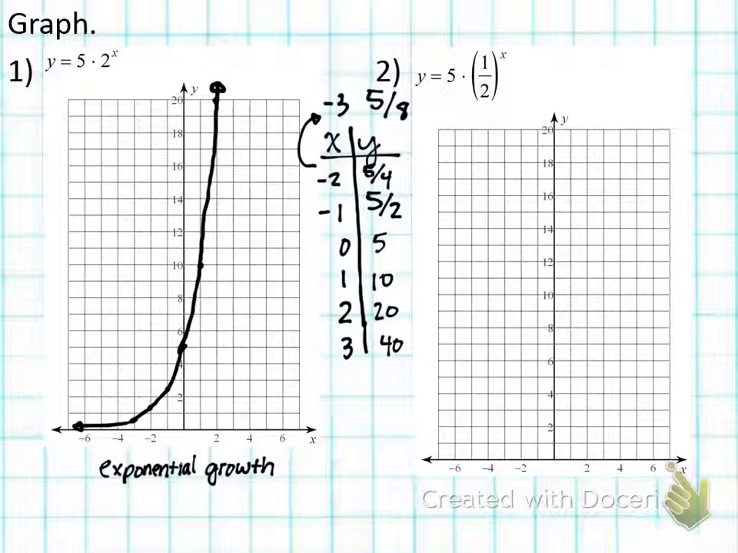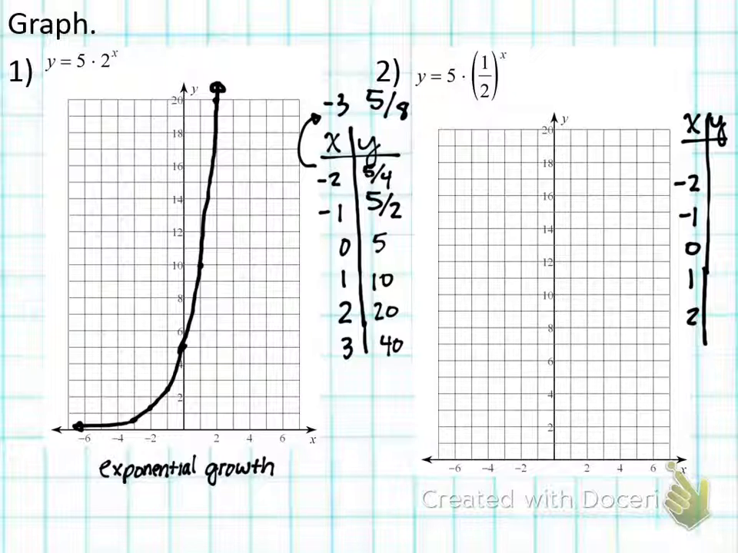Number 2, watch me do number 2 now. 5 times 1/2 to the x power. Again, I'm going to start with an XY table. I'm going to pick ingredients, -2, -1, 0, 1, and 2. Let's just start with those, see what happens.